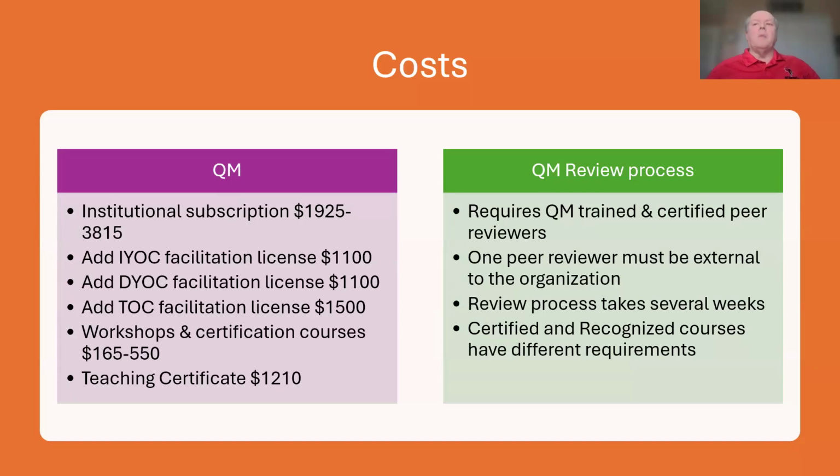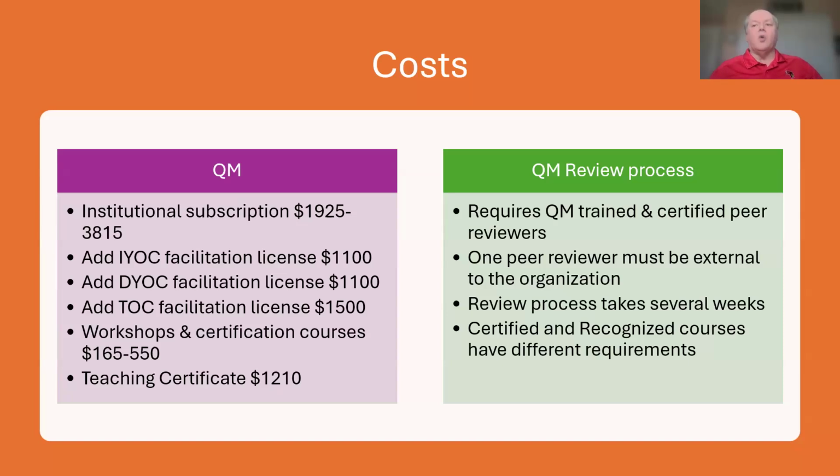So what about Quality Matters? The institutional subscription to Quality Matters, based on the size of your institution and how many online courses or online programs you offer, is anywhere from $1,925 to $3,815 a year. If you want to have permission to offer the Improve Your Online Course facilitation workshop, then you have an extra cost for that license.